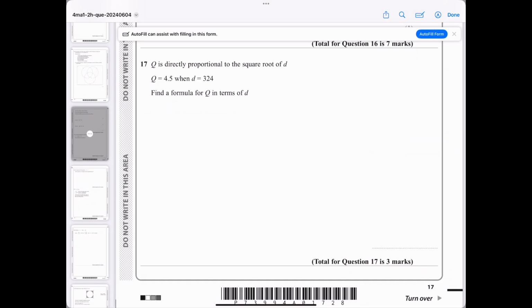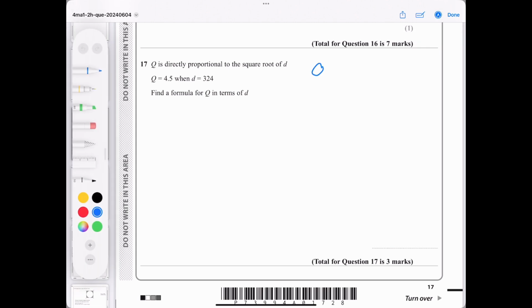Okay, now we're doing question number 17 from an IGCSE Paper 2 in 2024. Q is directly proportional to the root of D. So we write Q ∝ √D, and then we'll rewrite it as a direct proportion with an unknown constant, Q = k√D. So we know that Q is 4.5 when D is 324.